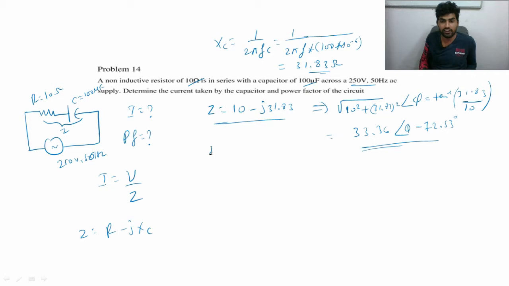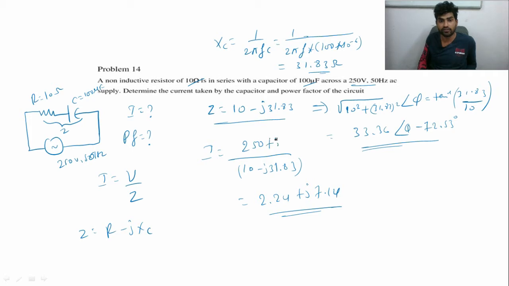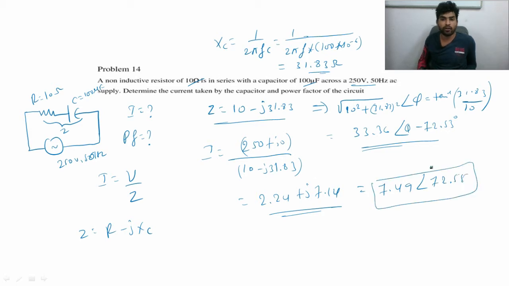So no need of this calculation. Directly you can calculate I is equal to V by Z, that is 250 divided by 10 minus j31.83. Just use the calculator. So you'll get 2.24 plus j7.14. After converting this into polar form, we'll get 7.49 angle 72.55. So how to calculate the current: I is equal to 250 divided by 33.86, you will get 7.49.